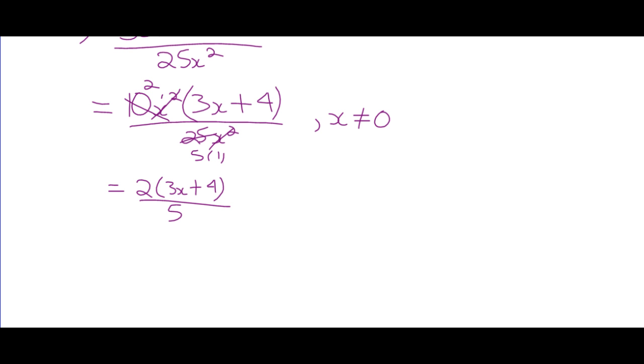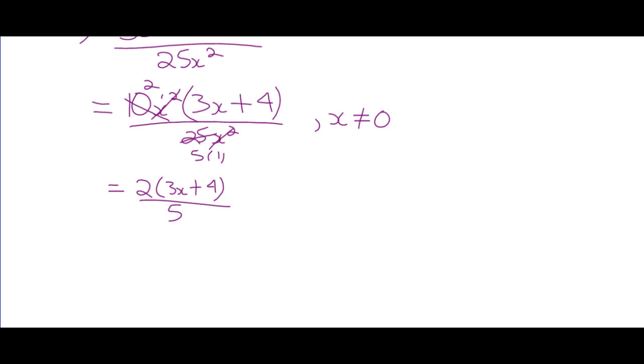There's no problem here with x being 0, right? If x is 0, that's 0, I got 4, I get 8 over 5. But you go back up top, put x is 0, you get undefined. So they won't evaluate the same. Every other value of x, they will.